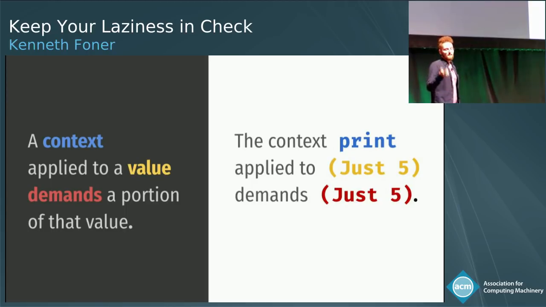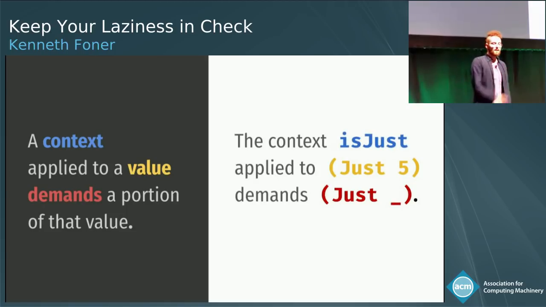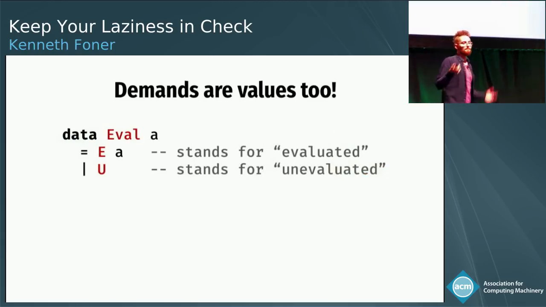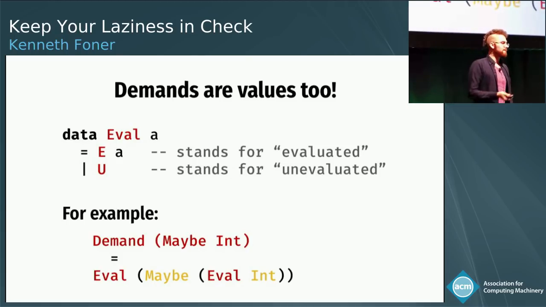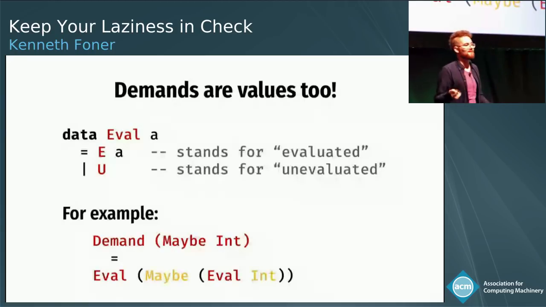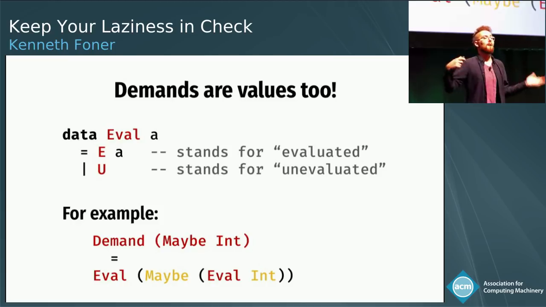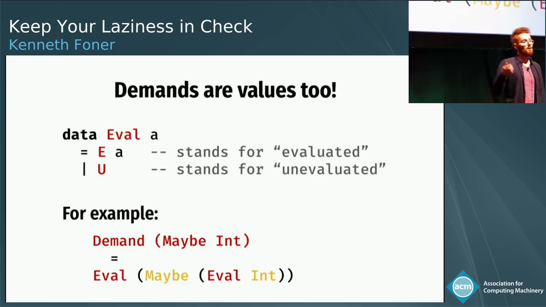So if I print just 5, then that requires the entire value to be evaluated. If I just ask whether it's Just, then I merely have to evaluate the outermost constructor. And if I apply the constant function returning 2 to Just 5, I don't have to evaluate anything. I can represent these kinds of partial values, these prefixes of values, using a Haskell data structure that I'm going to call Eval. So Eval is either E of A, standing for evaluated, because I can't fit things on slides if I type out the words, or U, standing for unevaluated. So to represent the demand on some type like Maybe Int, I can say either the outermost Maybe constructor was evaluated or not, and then if it was a Just, there might be an integer inside that was evaluated, or maybe I didn't evaluate that integer at all.